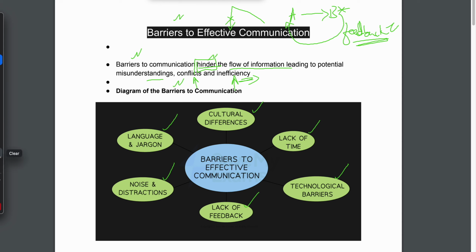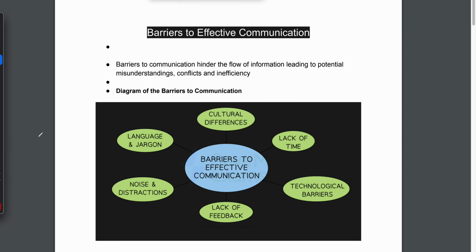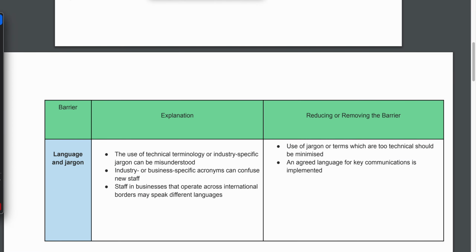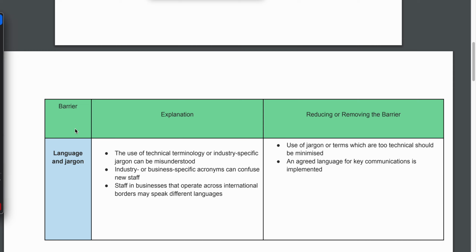So, with that having been said, let's move on now to talk about our first point. We're going to be having them like this: the barrier, the explanation, and we'll talk about the different ways in which we can actually overcome that barrier. Yeah? So the first one that we have now is language and jargon, yeah? So we're saying that the use of technical terminology or industry-specific jargon can be misunderstood.